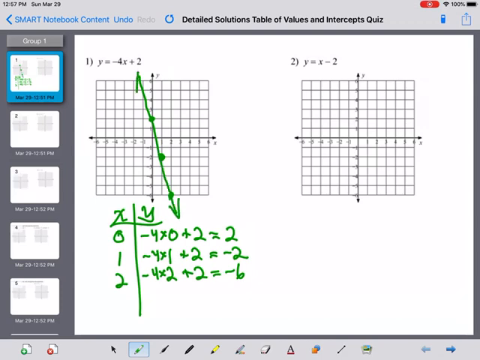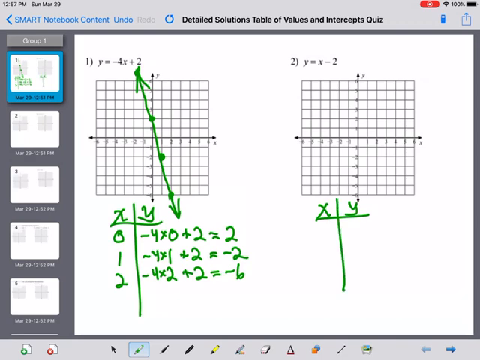And then you should use a ruler. I can't use the ruler on my iPad, but you should use a ruler. And then notice I put the arrows all the way at the edge of the graph paper. Okay, so number 2, we make our table of values.